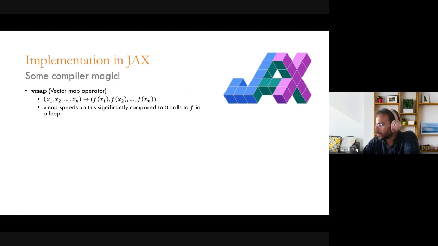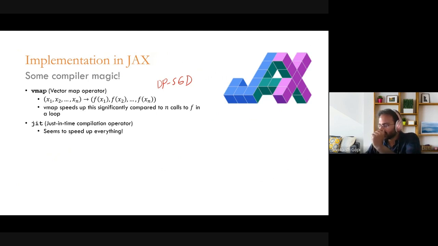And you can use it to speed up DP-SGD, because DP-SGD is computing these per sample gradients, which is like the same function you're computing on different inputs. And that's what some people did. I'll come back to that. And there is another operator called JIT, which is a just-in-time compilation operator. It just seems to speed up any code. So anyway, there are these two operators in JAX.